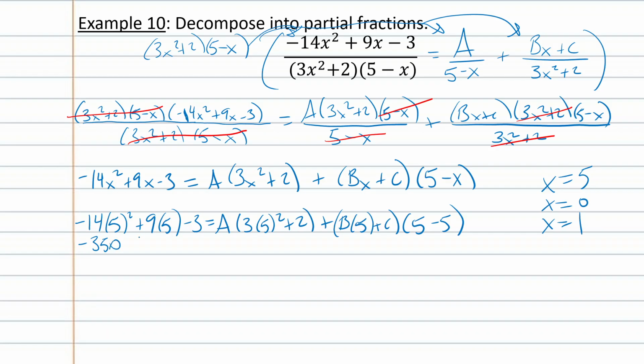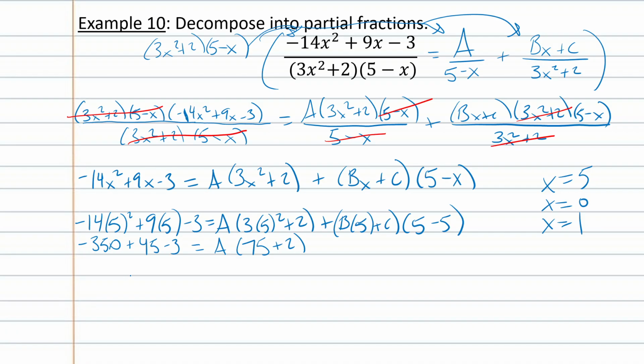9 times 5 is 45. And then here we have the minus 3. Okay. 5 squared is 25 times 3 is 75 plus 2. That last term cancels out because 5 minus 5 is 0. 0 times that entire term cancels that entire term out.